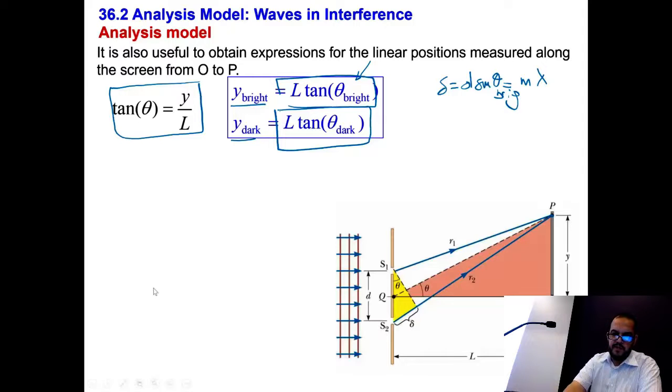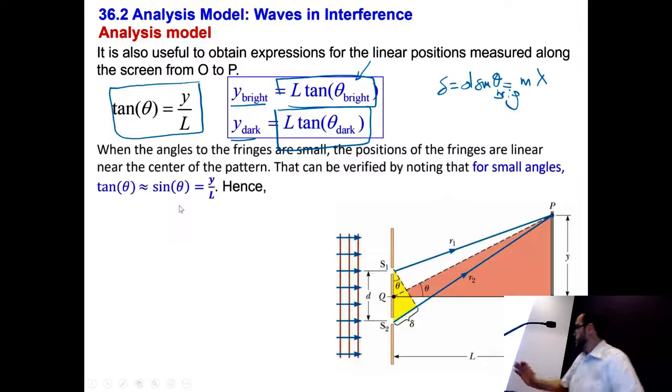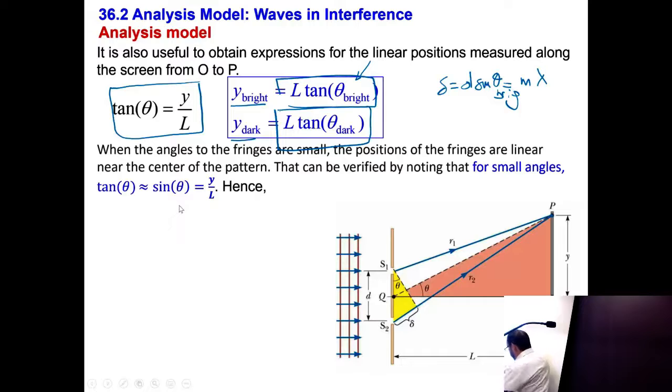Now, there is a simplification we can use. Since L is very far, if you are close to the center where the angle theta is small, for small angle theta we can use a small angle approximation where tangent theta is approximately equal to sine theta. Small angle approximation. So assume L is large and we are only in this region.